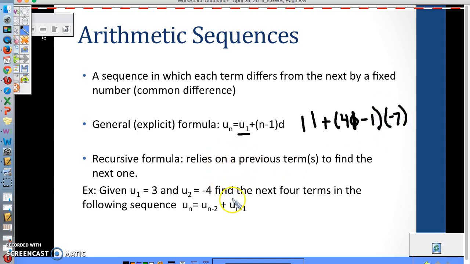And then we talk a little bit about recursive here. It relies on the previous term to find the next one. We went over this yesterday, but you'll notice here we're using the 2 previous. So if we have 3 and -4, it says to get to the next one, you add the 2 previous. So 3 plus -4 is -1. You have the 2 previous, and we get -5. The 2 previous, and we get -6. And we could keep adding those there.